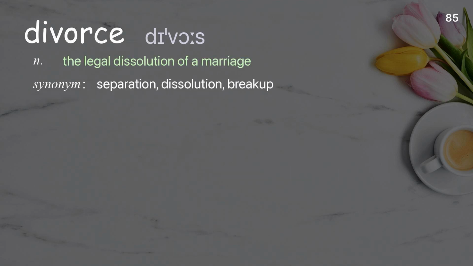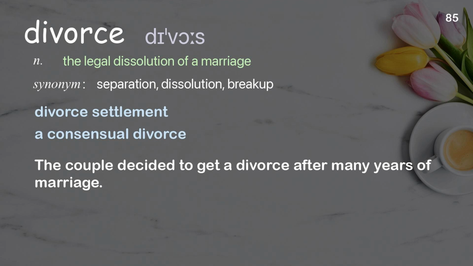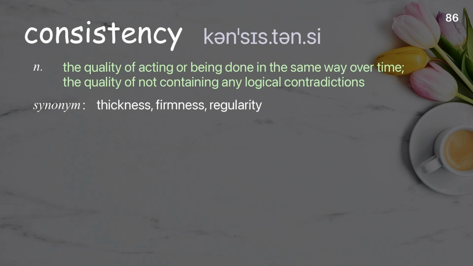Divorce. The legal dissolution of a marriage. Examples: divorce settlement. A consensual divorce. The couple decided to get a divorce after many years of marriage. Consistency. The quality of acting or being done in the same way over time, the quality of not containing any logical contradictions.